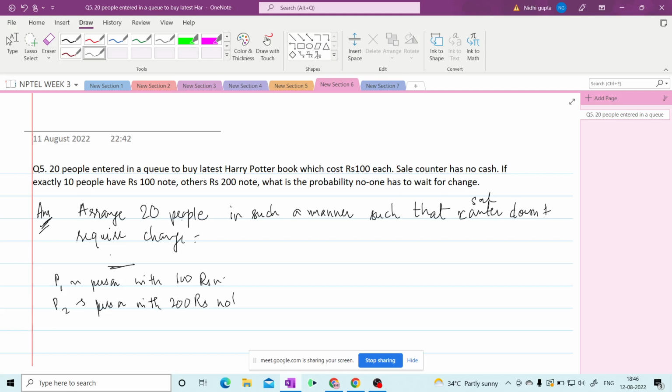200 rupees. So if we want to arrange 20 people in such a manner that the sale counter does not require change, the person with a 200 rupee note can't approach first. So the first position should be occupied by P1. The people with 200 and 100 notes can interchange themselves, because each 200 should come after a 100.